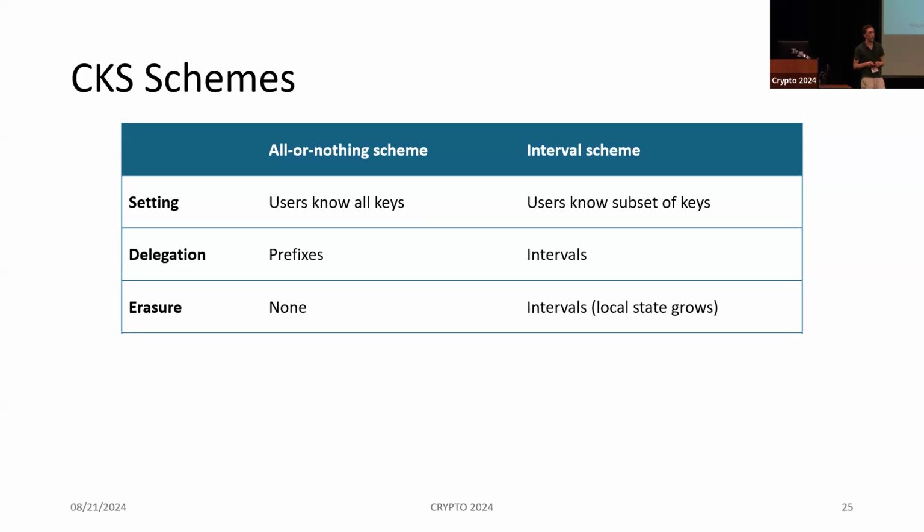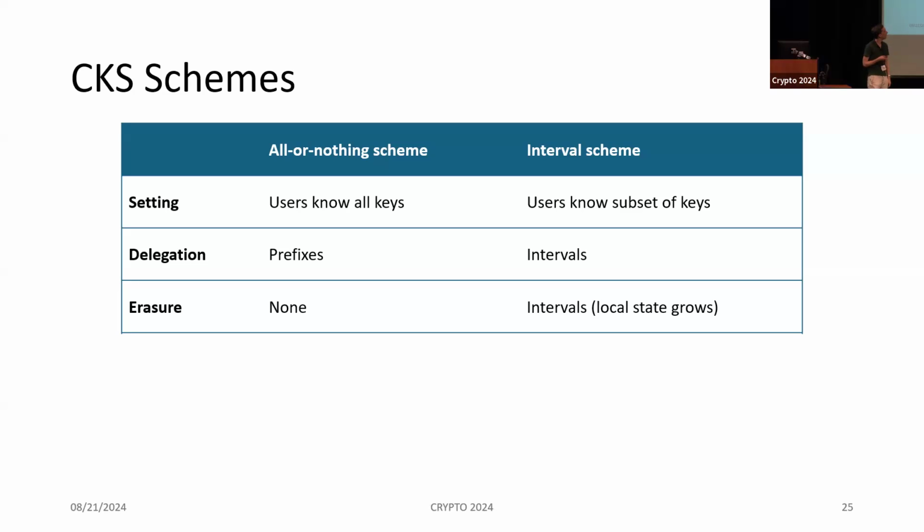What kind of functionality do those two schemes support? The first one just supports delegating prefixes, so either the entire history or 1 to I, where I is some prefix, some smaller number than your current one. Whereas the interval scheme, given the name, really allows you to delegate arbitrary intervals efficiently. Then the first one has no non-trivial erasure. All you could do is just delete everything and lose access to everything.